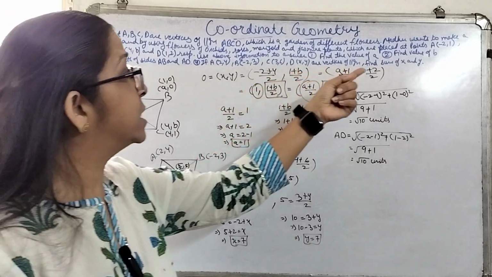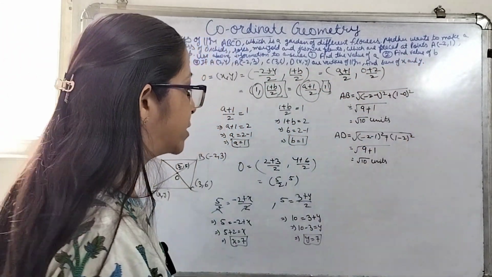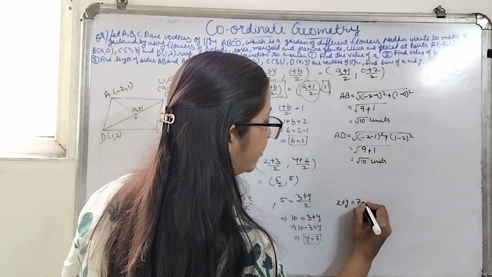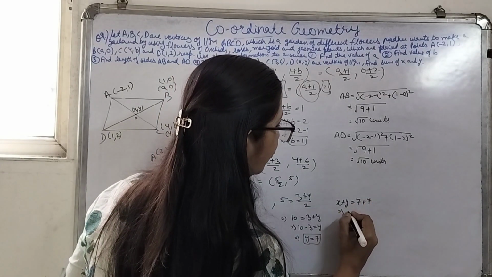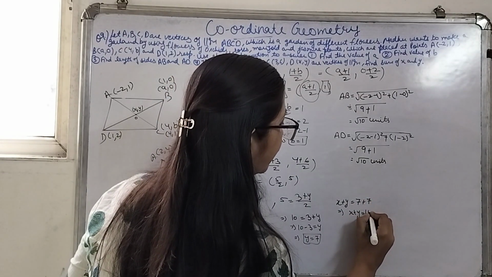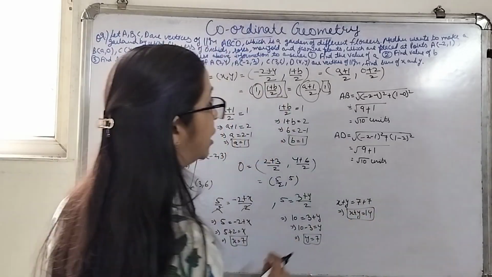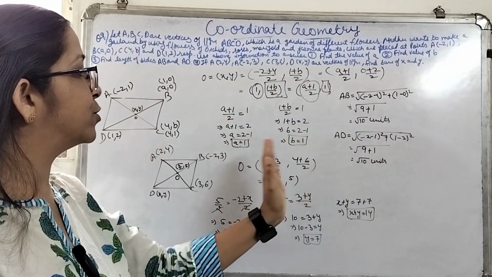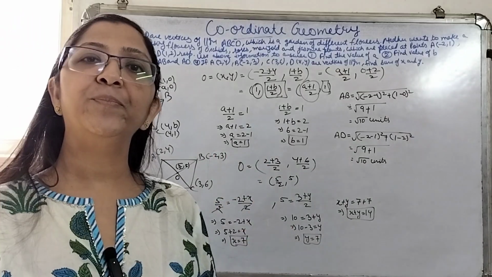We have to find the sum of x and y. So what is required? The value of x plus y is required. x is 7 and y is 7. So the value of x plus y will be 14. So this is how, whatever is given to us in the question, accordingly we will keep on solving the question and we will come to the result.